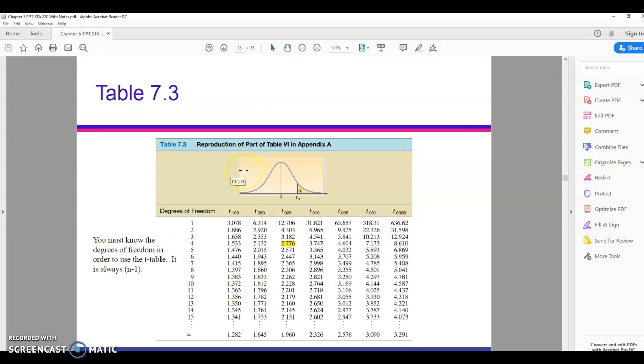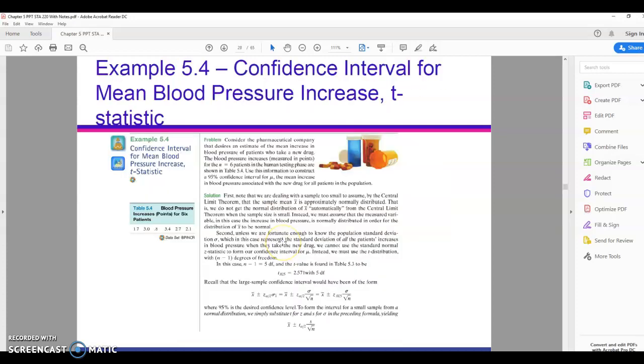So just with the z-statistic or the z-score, you have a t-distribution where you look up your t-values as well. And then again, you have problems. Notice this is a small sample size. It has 6 patients, blood pressure for 6 patients.